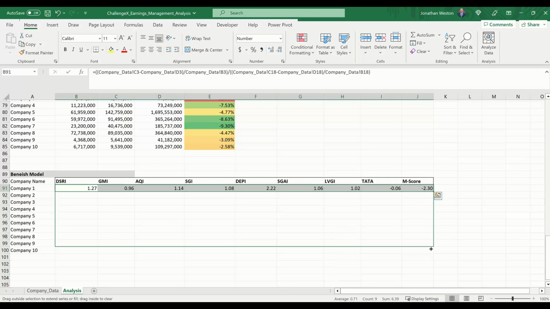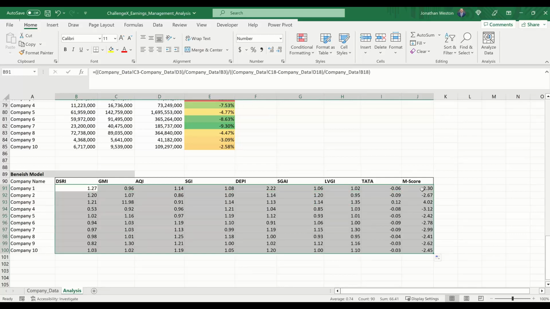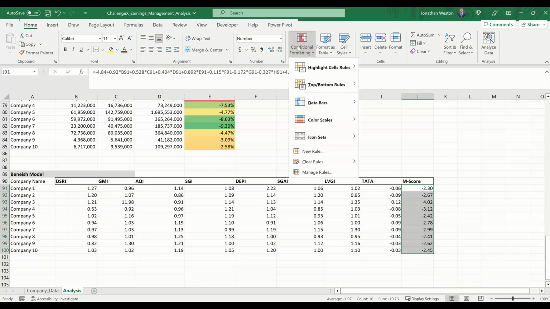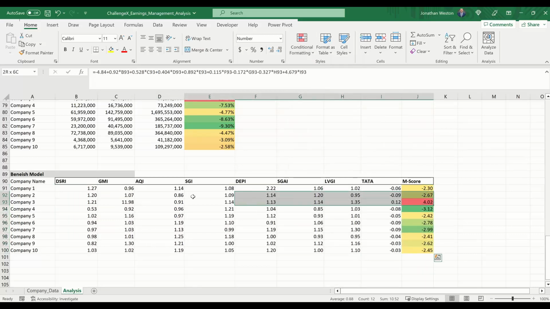So we will copy this down for all 10 companies and then use conditional formatting. And since a high number is bad, we will do red, yellow, green. And again, we see that company 3 has a high M-score and is likely to be a manipulator for earnings management.